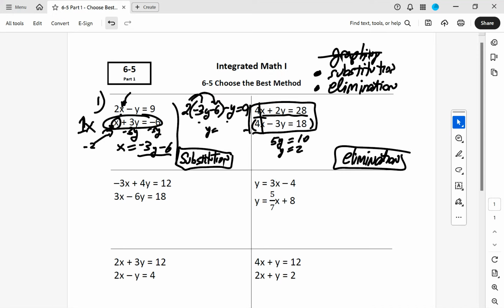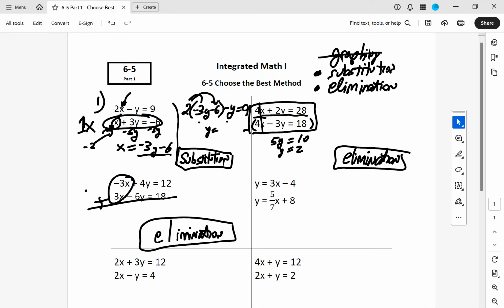Now on the next one, this one's already set up over here, already set up where you just simply can add them together, and that means elimination is the best one for this. Elimination. On the one after it, we see y equals and y equals.